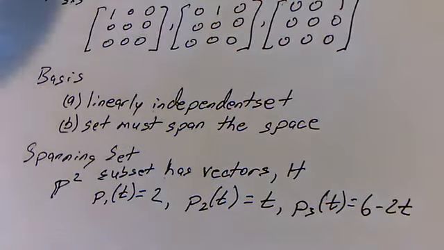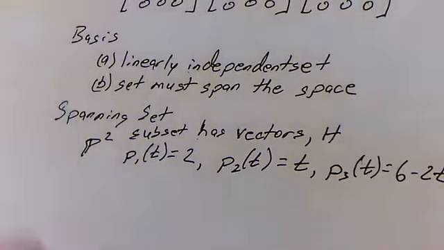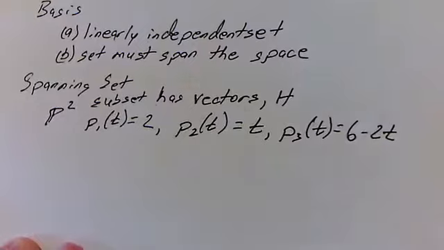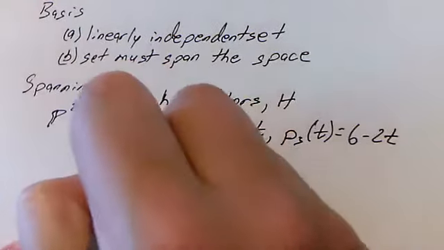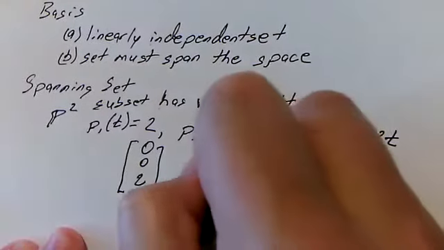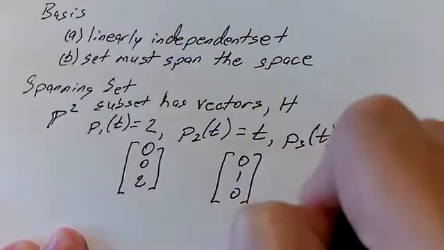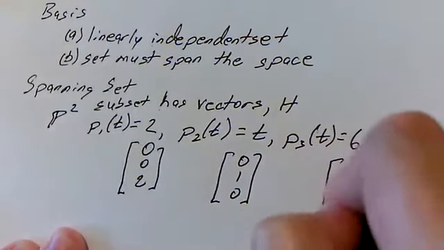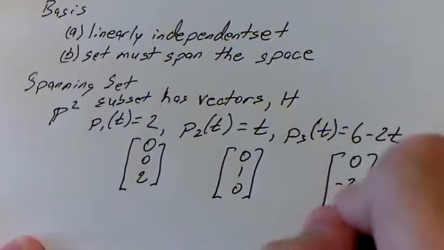Okay, so as I'm looking at these three vectors here, I have a corresponding representation for these three vectors in standard vector form, or R3 vector form. So 0, 0, 2, 0, 1, 0. And this one then would be 0, negative 2, and 6.